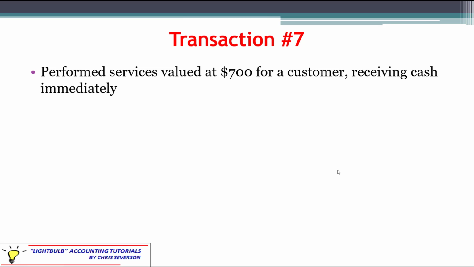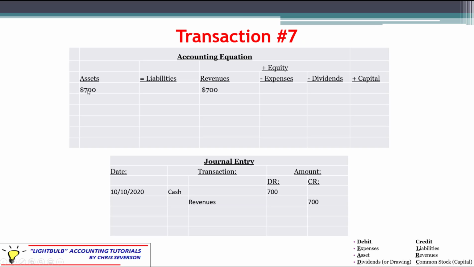The next one is this company performed services valued at $700 for a customer, receiving cash immediately. So the key thing here is they get cash immediately. They perform services. That's how this company earns revenue. So they're recording both the revenue and the cash receipt for $700. So the $700 cash asset needs to increase, and a revenue, which is under equity, needs to increase for $700 as well.